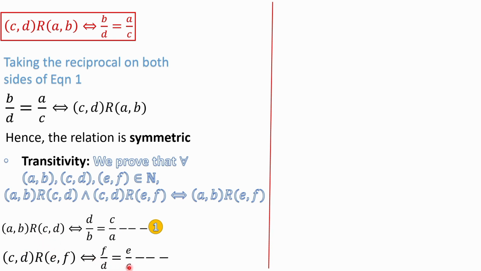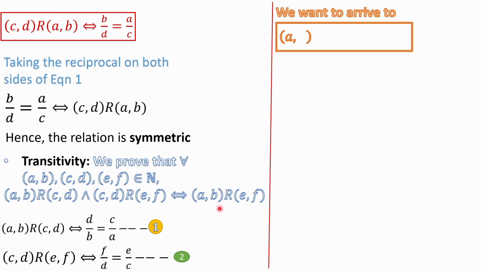Where I see a, I replace by c, because a and c have changed position, b and d have changed position, c has changed position with e, and d has changed position with f. I will call this equation 2. Now we want to arrive at this relation here. So first of all, let's write our relation.